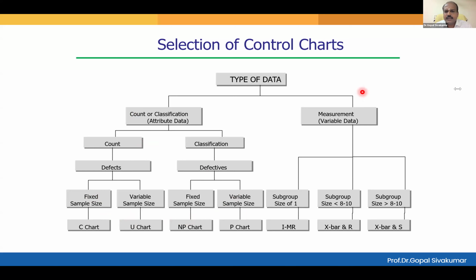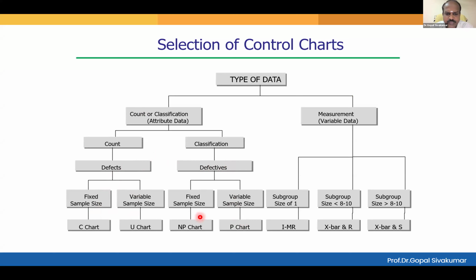Attribute data means you are just monitoring and trying to control the defects and defectives. How many defects you made every shift, or how many parts were rejected every shift. When you talk in terms of rejected parts, you are monitoring defectives. When you talk in terms of defects, you are monitoring defects, right? For defectives, you should go for P chart. For defects, you should go for C and U.